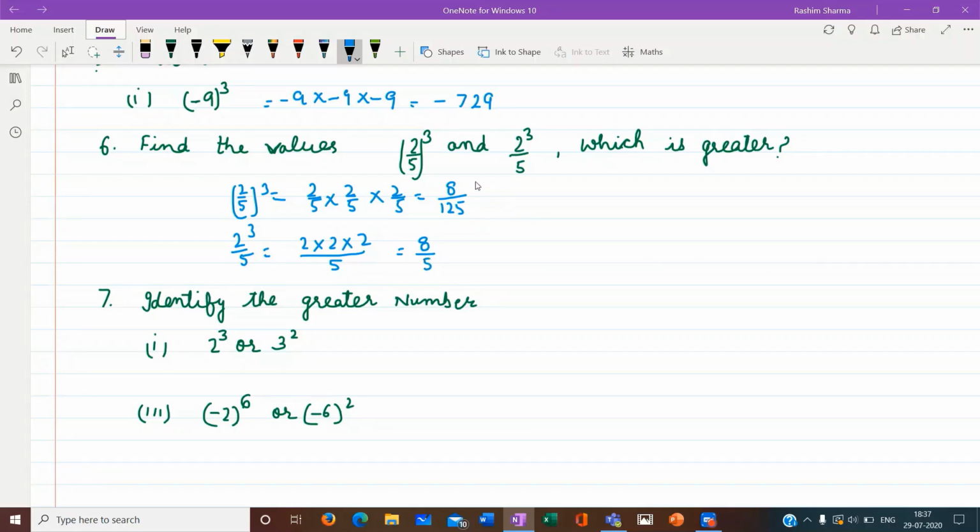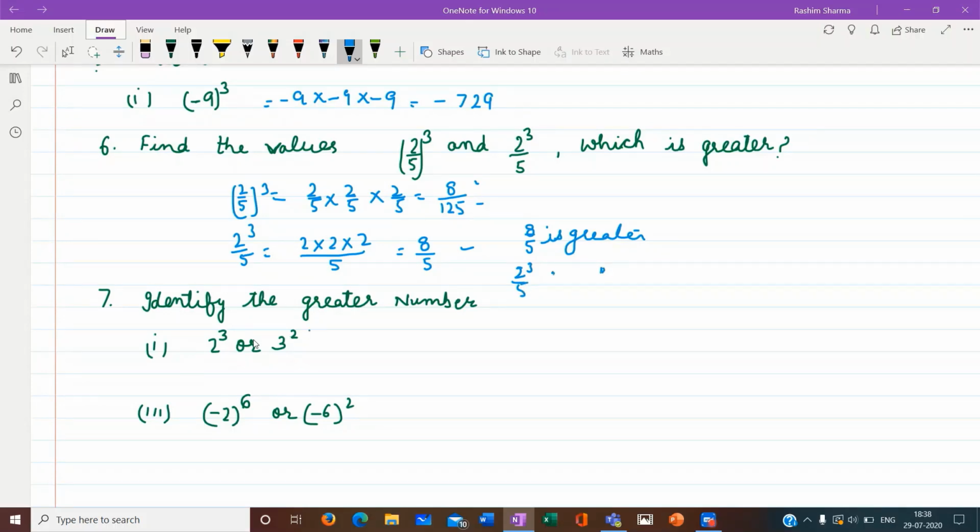Now we have to see which one is greater, this one or this one. The number in which the denominator is more is the smaller number. Here the numerators are 8 and 8, but the denominator here is 125 and here is 5. So we can see 125 as the denominator is more, but 5 is a lesser denominator. It means 8 upon 5 is the greater fraction. So 8 upon 5 is greater. It means 2 cube upon 5 is greater.